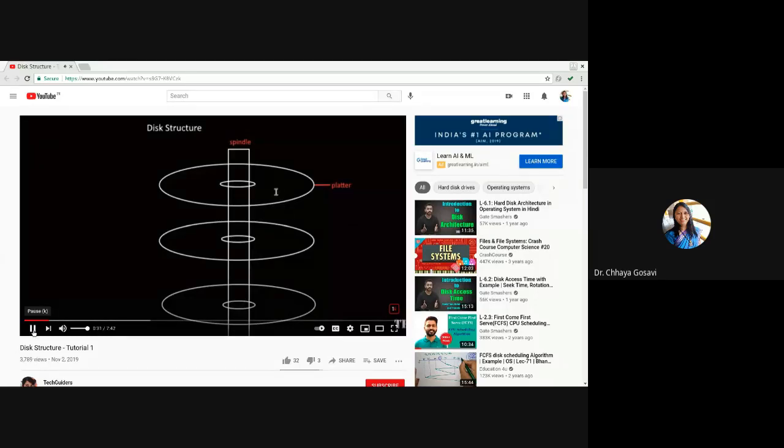Now let's discuss the general structure of the magnetic disk. The magnetic disk consists of platters stacked upon one another and mounted on its spindle. Each platter has two surfaces, one top surface and one bottom surface, and each surface has a magnetic material on it and can keep data or information on it.